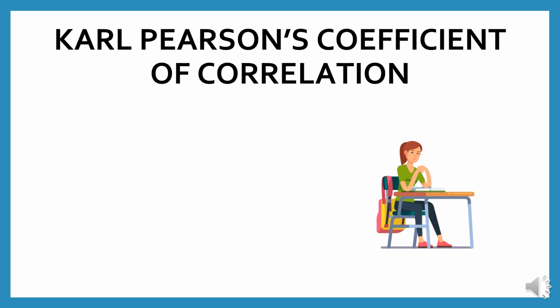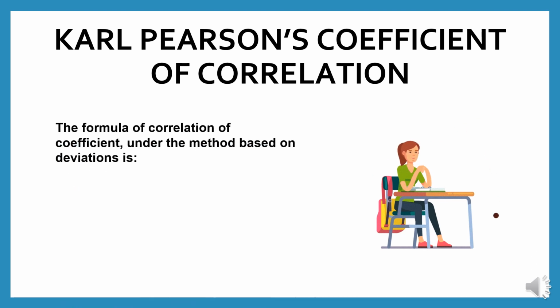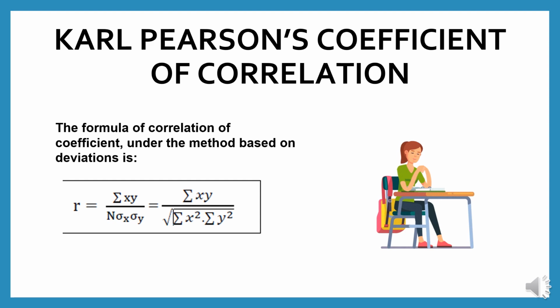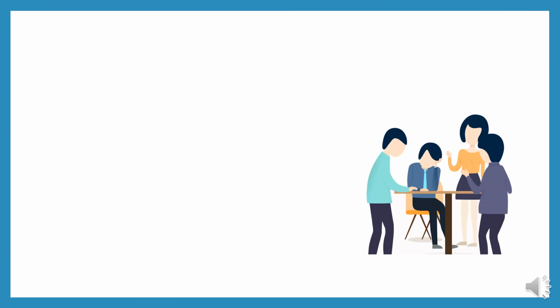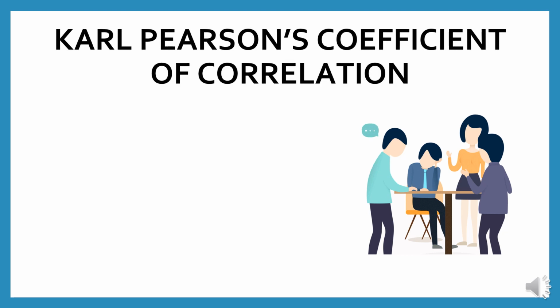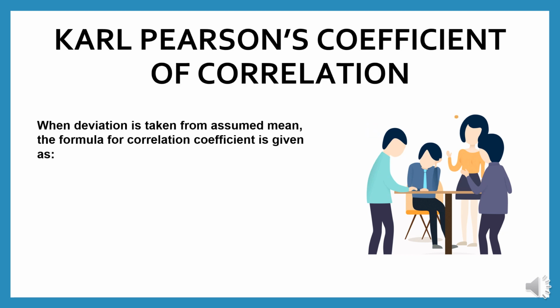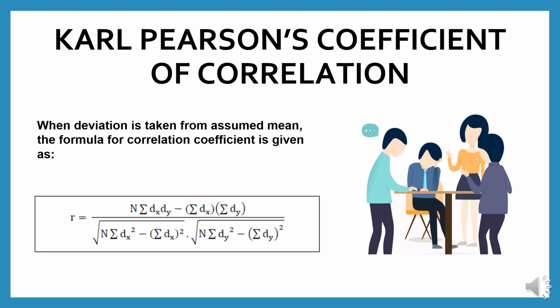Karl Pearson's coefficient of correlation. The formula of the correlation coefficient under the method based on deviations is this. Karl Pearson's coefficient of correlation. When the deviation is taken from an assumed mean, the formula for the correlation coefficient is given as this.